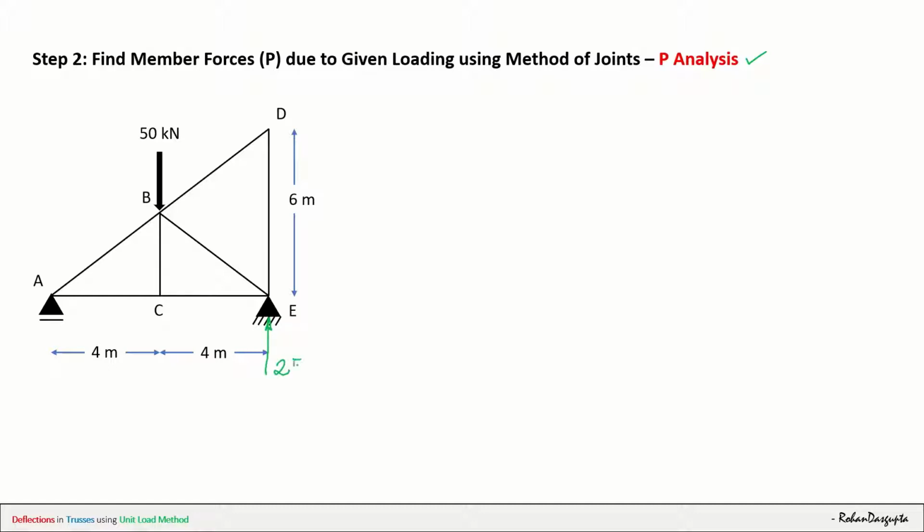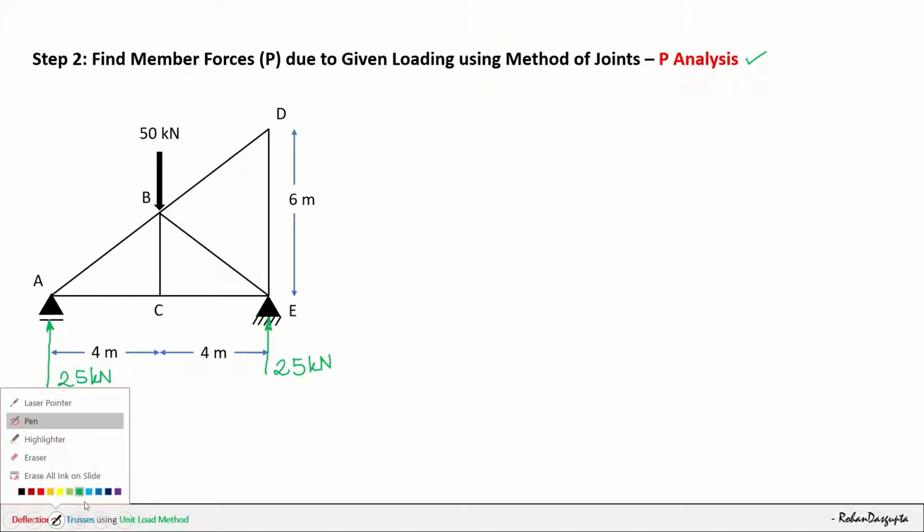Students, note that you do not have to draw a separate figure here. In the figure that you have drawn, you can simply write this support reaction. So here also we will have another 25 kilonewton. All right, so the first step of the method of joints is done here.